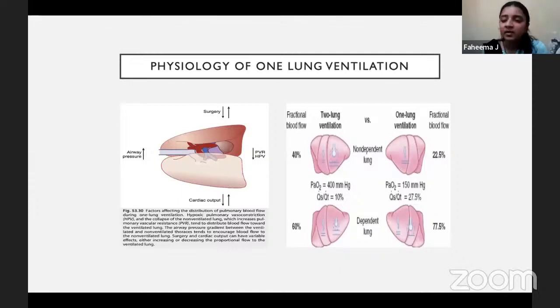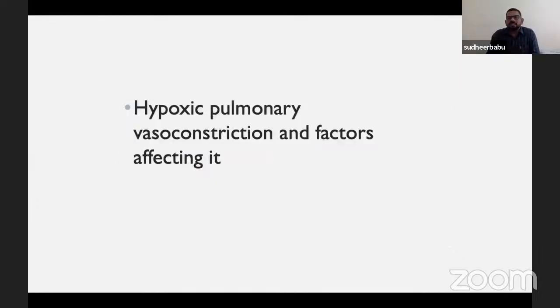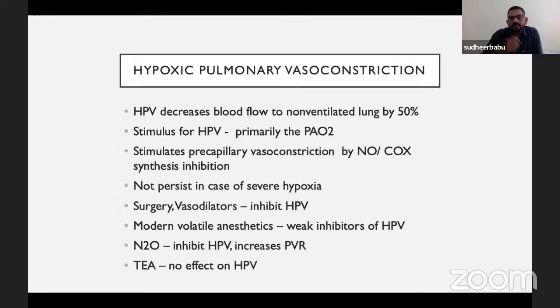Shunting is the other term for wasted perfusion. That is, perfused area will not receive adequate ventilation. The blood will not be oxygenated. Yeah, correct. So just briefly, what is hypoxic pulmonary vasoconstriction and factors affecting it?